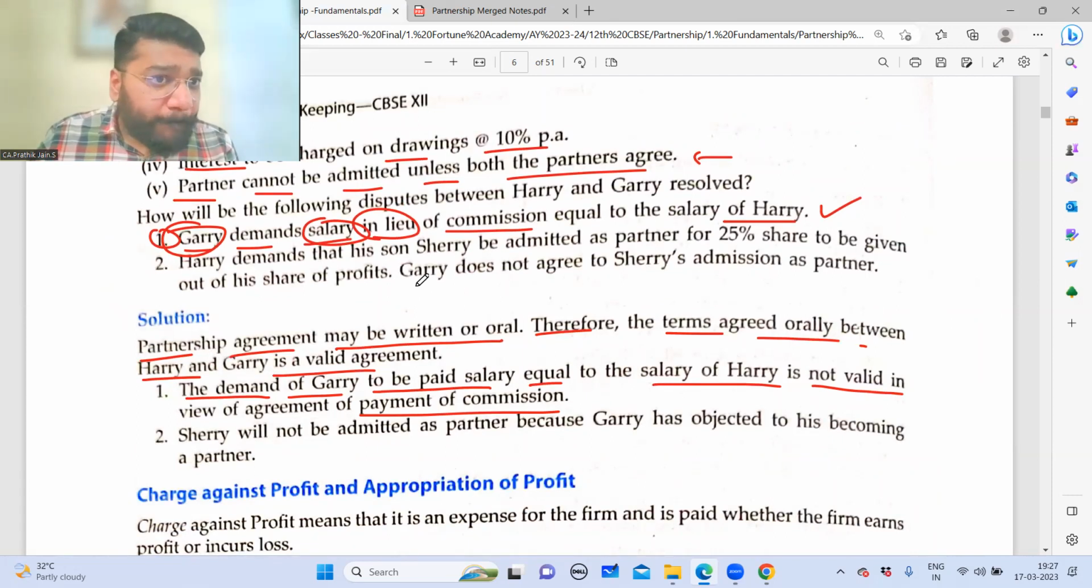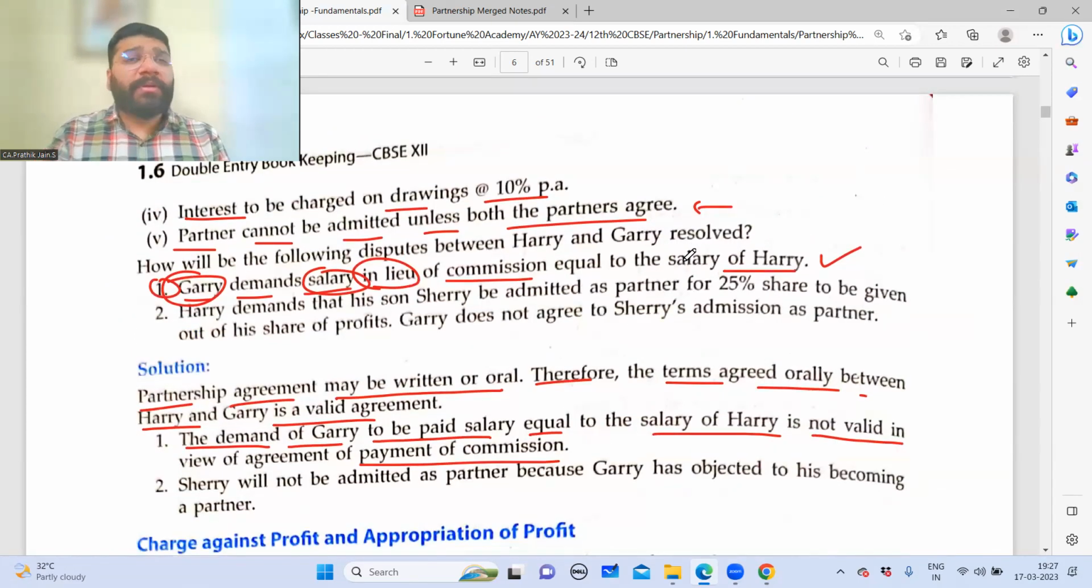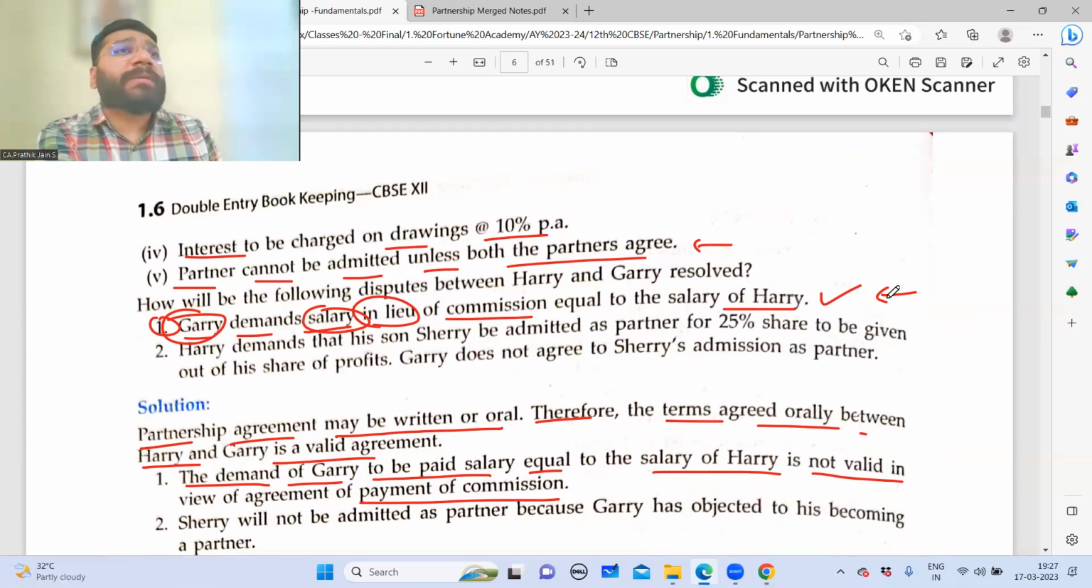Yes, please ask me. So if Gary is supposed to get a salary, then whether it's profit or loss, he will get it, sir? You mean to say if Gary is supposed to get a salary? Okay, now this point I'll explain when I start doing the P&L appropriation account, because there is a concept called charge against profit and appropriation of profit.